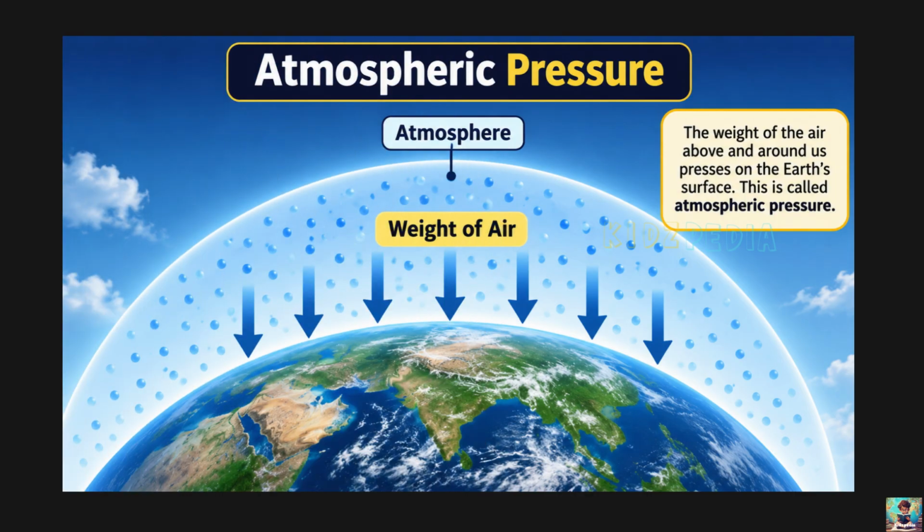Atmospheric pressure. Have you ever noticed that before a thunderstorm the weather sometimes feels heavy or uncomfortable? This happens because of changes in atmospheric pressure. So, what is atmospheric pressure? It is simply the pressure exerted by the weight of the air above and around us. Although we cannot see air, it has weight, and that weight presses on the Earth's surface all the time.